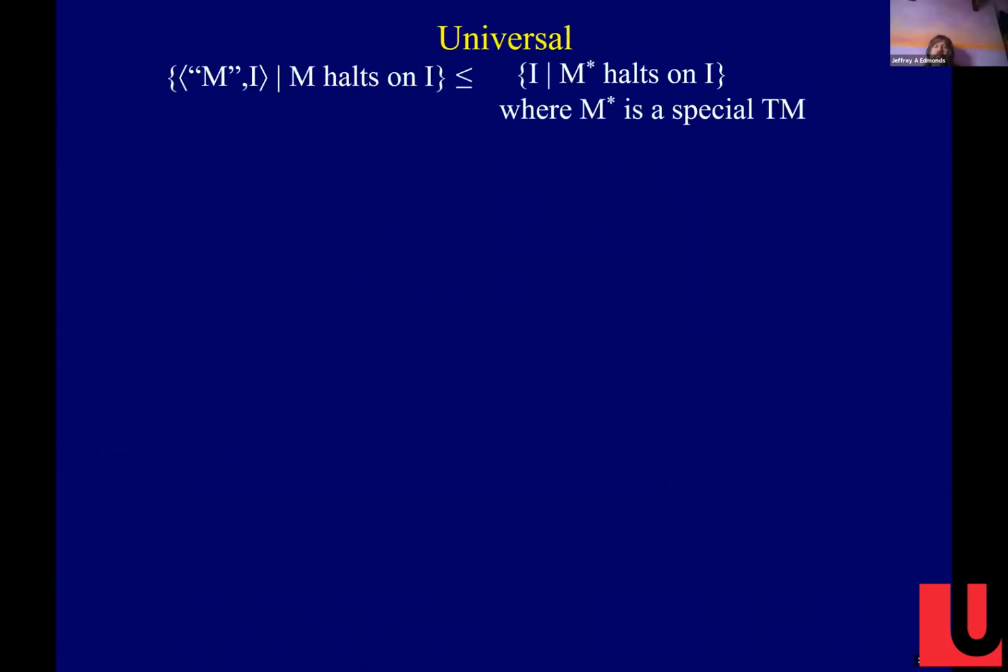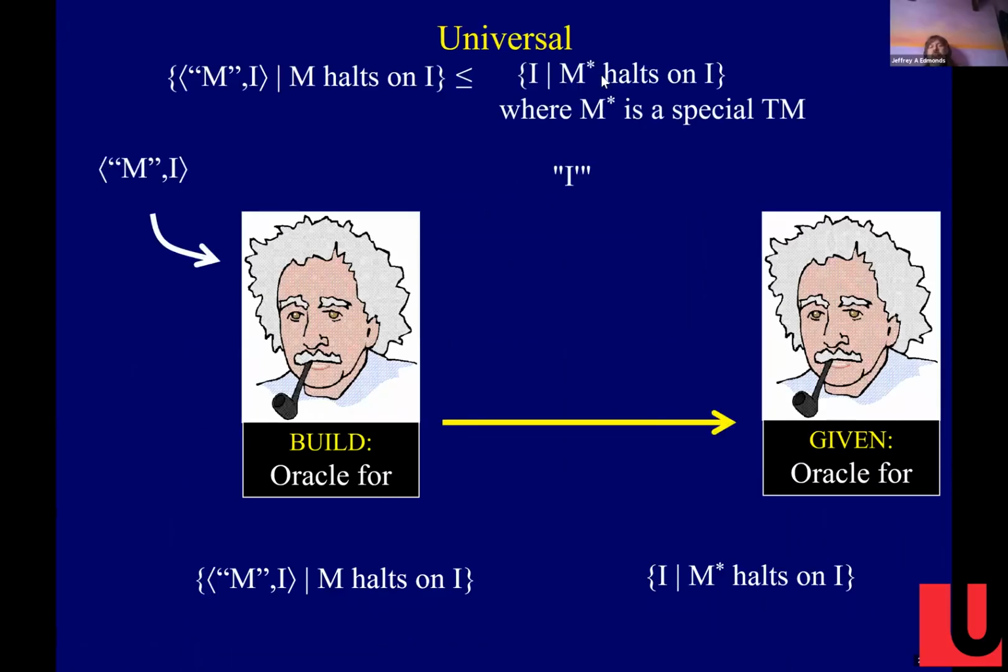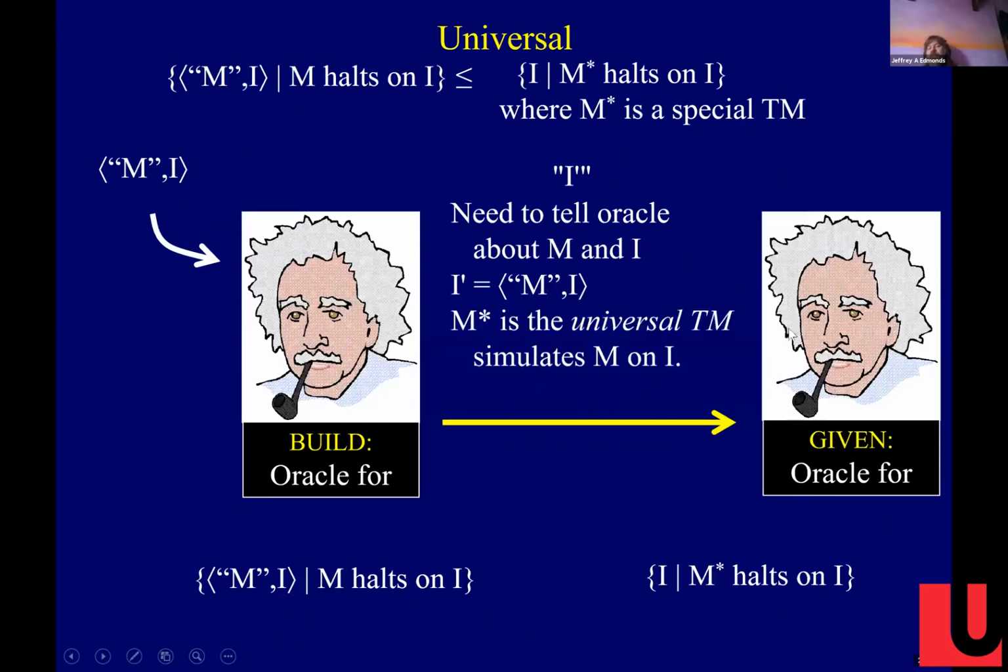And here, let's do this one quickly. I'm given an input and I want to know, does my special problem oracle halt on that input? Well, my input that I give the oracle is simply going to be M and I. I give it a description of M and I. And the special Turing machine will be the universal Turing machine, right? So the universal Turing machine will halt if M halts on I, and so the oracle will say yes.